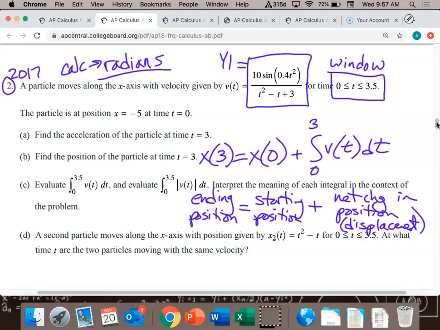So because of that, if I start at position -5 and then I travel, I don't know how far, some distance, right or left or whatever, then my ending position is that -5 plus whatever my net change was. Okay. And by the way, if you forget this, just remember when you're doing position questions, it's always related to displacement.